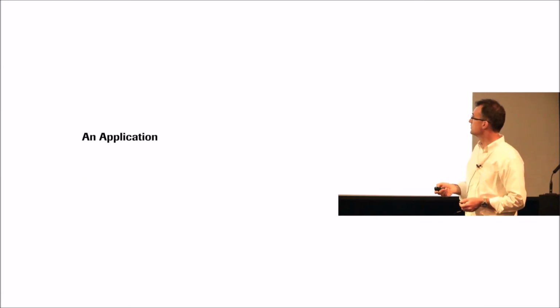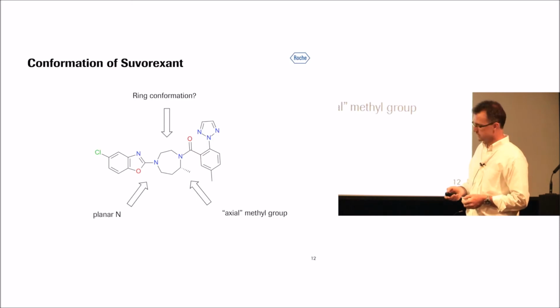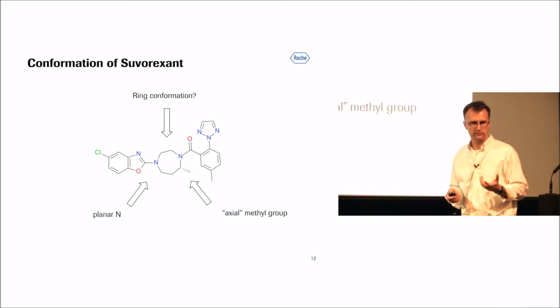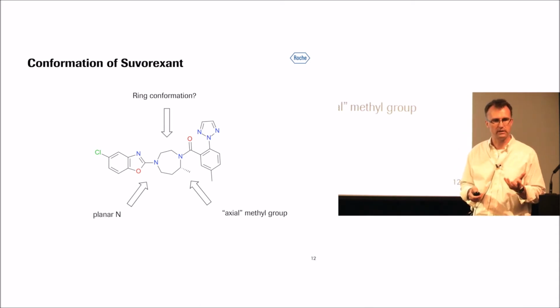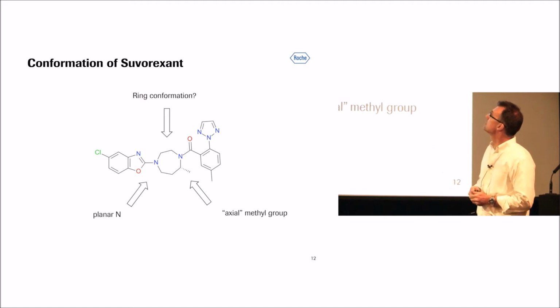And he brought one example that I'm picking up here and just using as an illustrative example of how you can use the CSD to gain a little bit of knowledge, even for cases where there's relatively little data out there. So this is a compound you may all know, suvorexant.